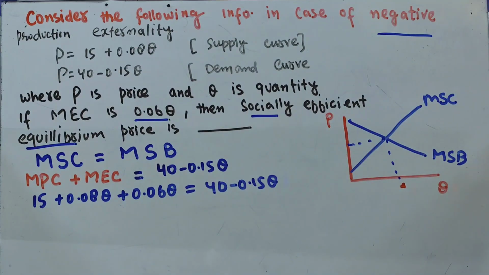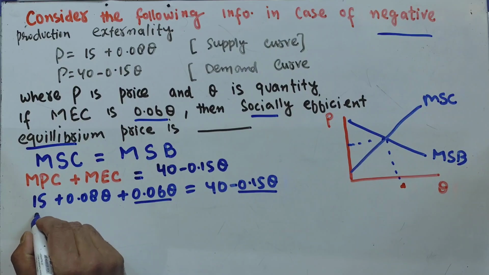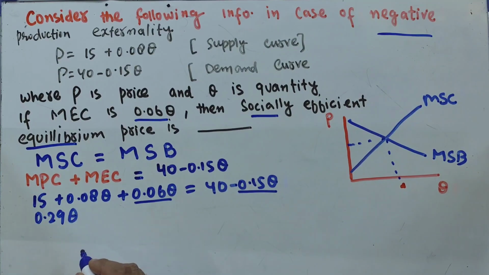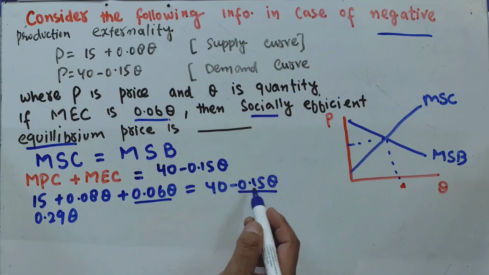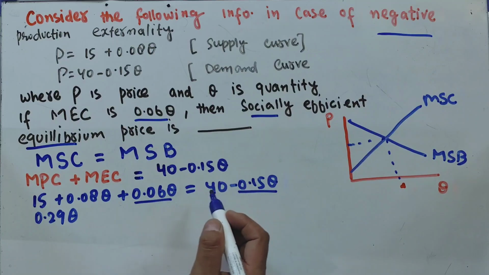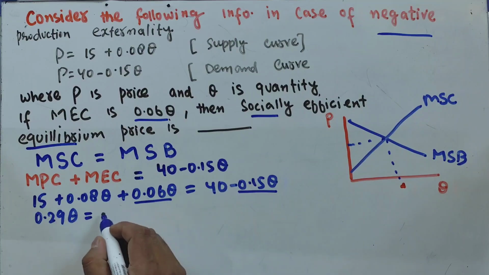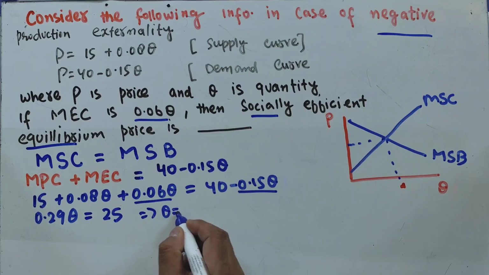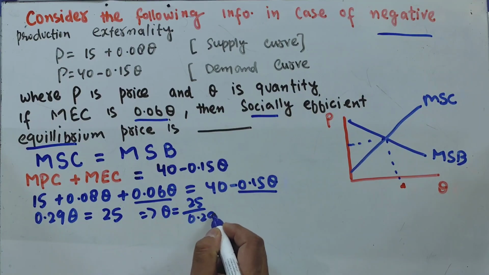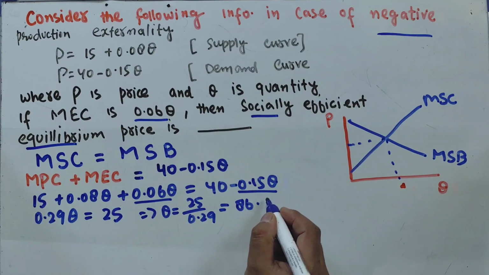Okay, now equating them with each other, so we have this thing and this thing, so transpose it here, it becomes 0.29 Q. Okay, if I transpose 0.15 here, it will get added with this and this term. So 8 plus 6 is 14 plus 15 is 29, so we will get 0.29 here, and it should be equal to 40 minus 15, which is 25. Dividing both sides by 0.29, we will get Q equal to 25 divided by 0.29, and it will come out to be roughly 86. I have calculated it, 86.207.